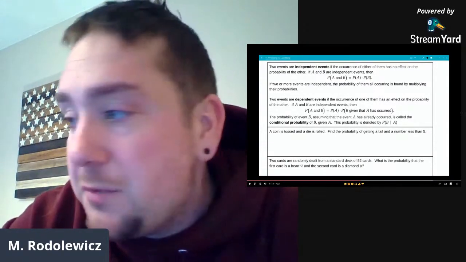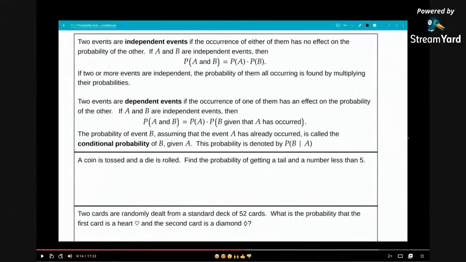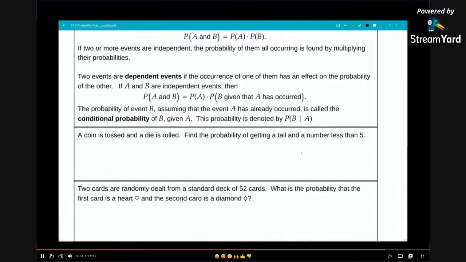And there's a notation for that. The probability of event B, assuming that A has already occurred, is called a conditional probability of B given A. And it's written as P of B vertical bar A. We don't say that. We literally say B given A, as I just did. But just to describe it to you, it's P of B, vertical bar A. That's what that looks like.